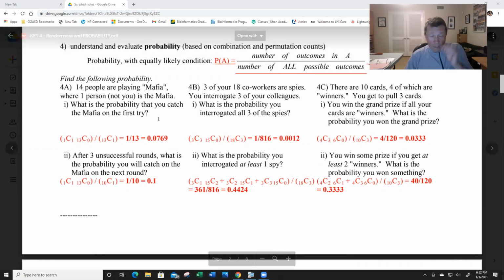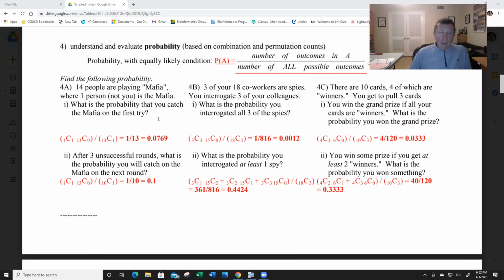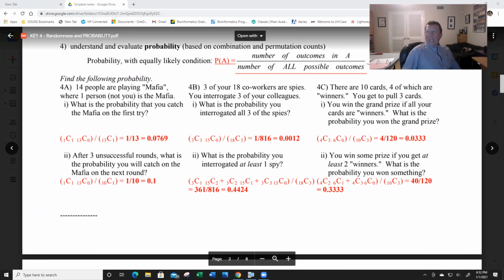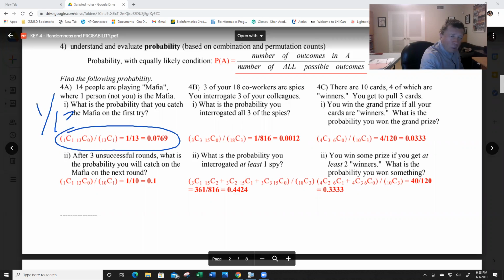14 people are playing Mafia, where 1 person, not you, is the Mafia. What is the probability you catch the Mafia on the first try? This is a really fancy way of doing this. Most people are going to go, well, on the first try, that'd be 1/13. I mean, not real hard to figure out.